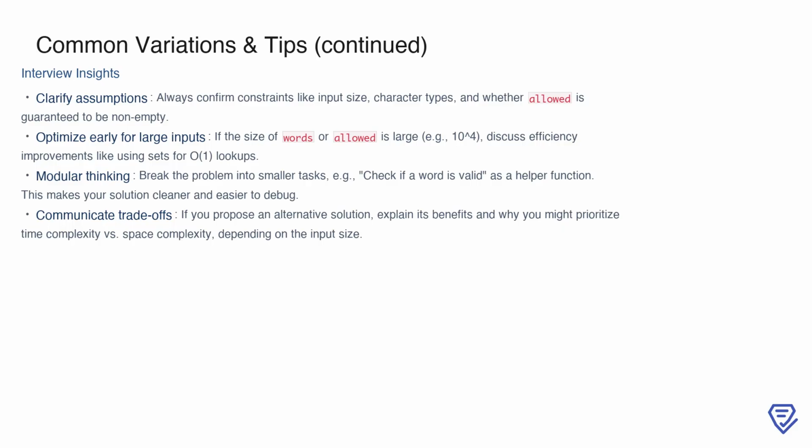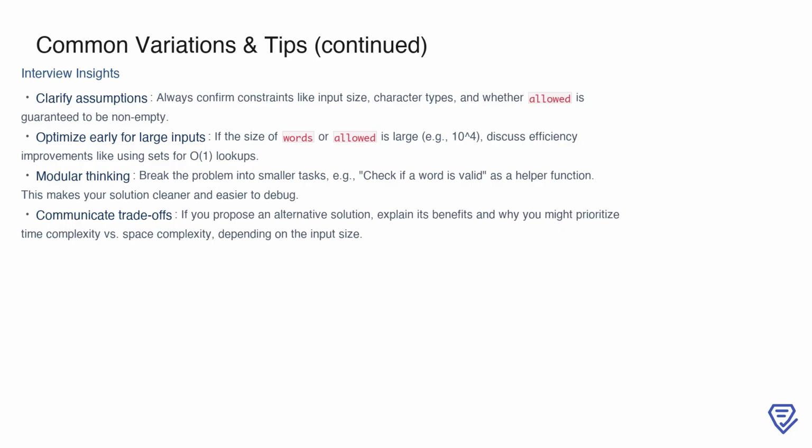When solving this problem in an interview setting, there are a few strategies to keep in mind. First, always clarify assumptions. For example, confirm constraints like the input size, the character types, and whether the allowed string is guaranteed to be non-empty. This ensures you're aligned with the expectations and can design an appropriate solution. For larger inputs, such as when words can contain tens of thousands of elements, consider discussing efficiency improvements early. Using a set for O(1) lookups is a great optimization to bring up.